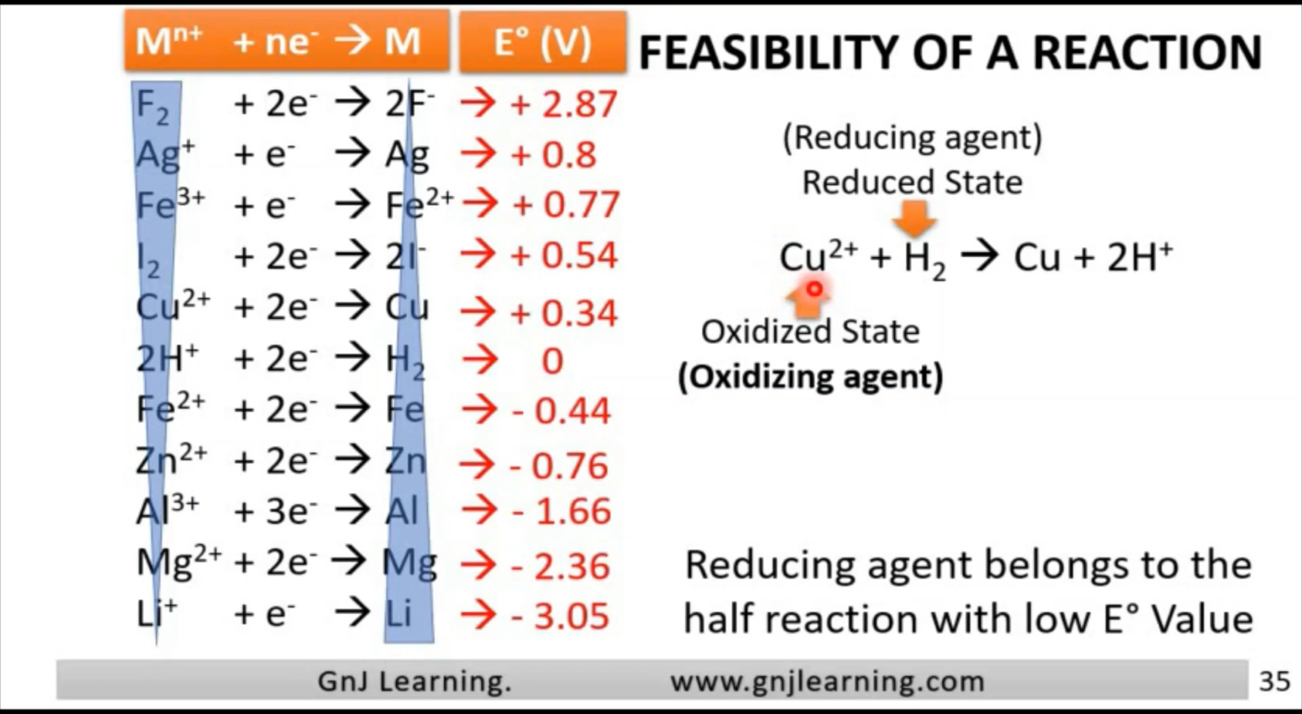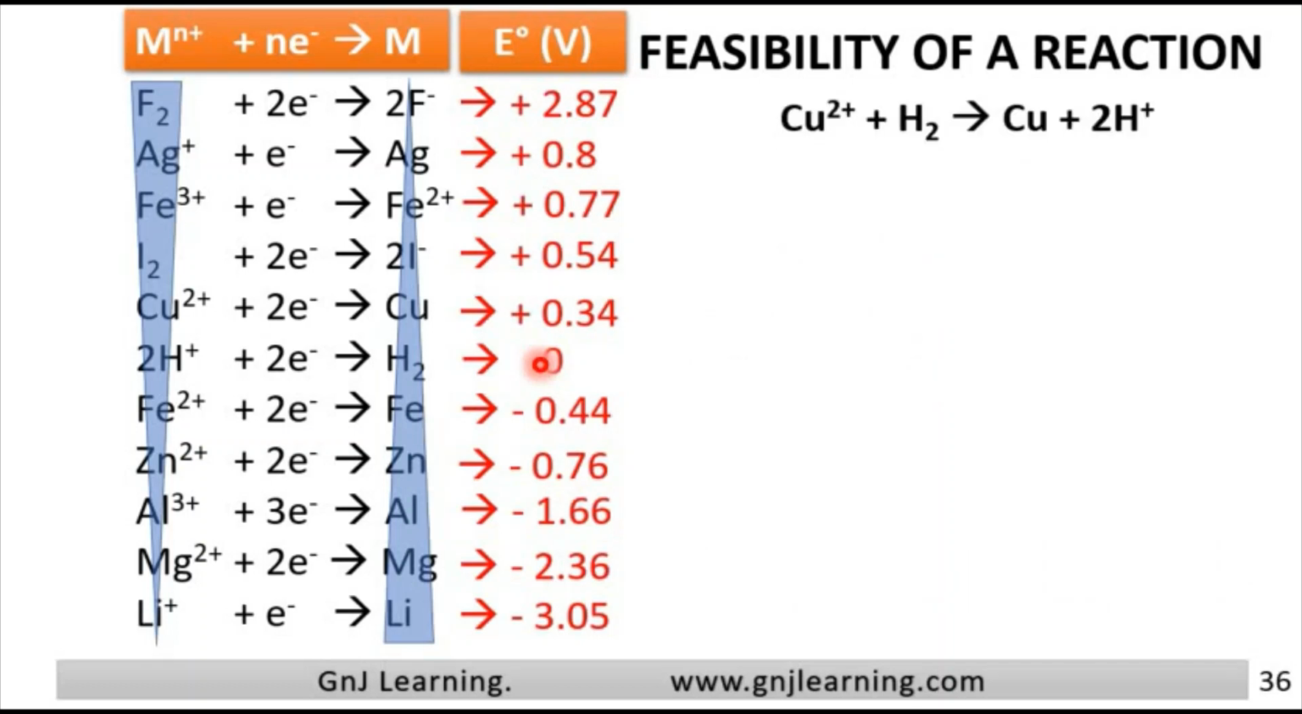And the oxidized form always belongs to the half cell with higher potential, and the reduced part or reducing agent belongs to the half cell with lower potential. So let's see. We will try to evaluate the statement again. So we have the same reaction. I am going to determine the E0 cell of this redox reaction.